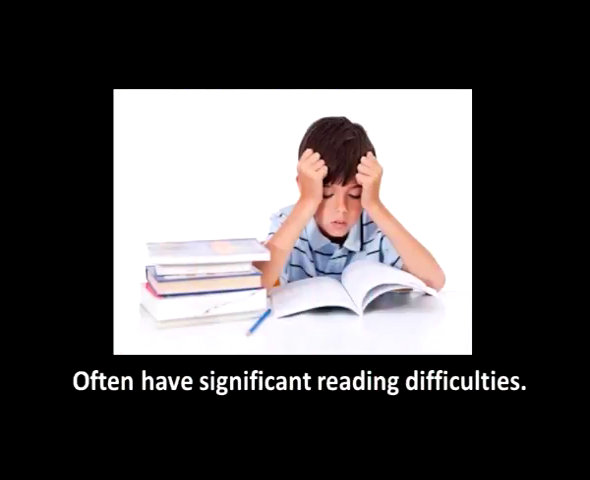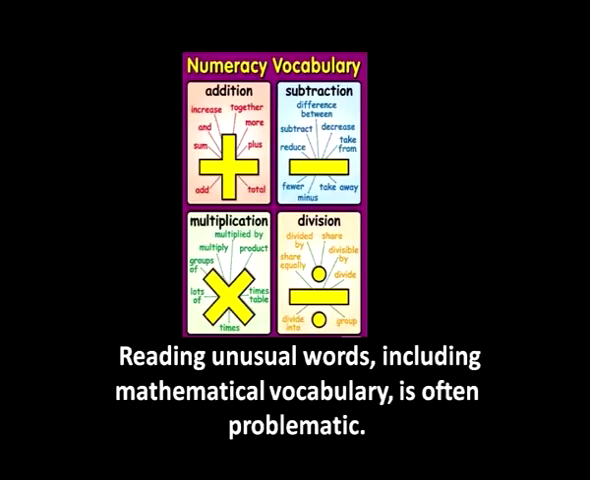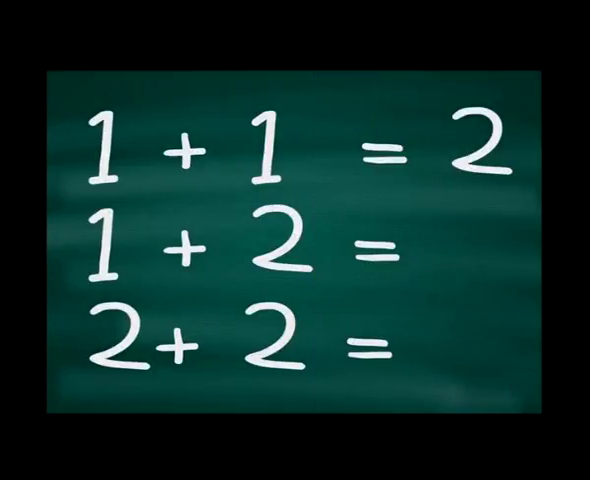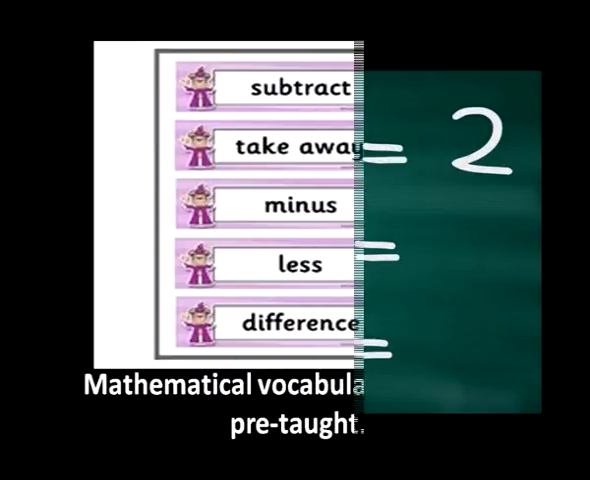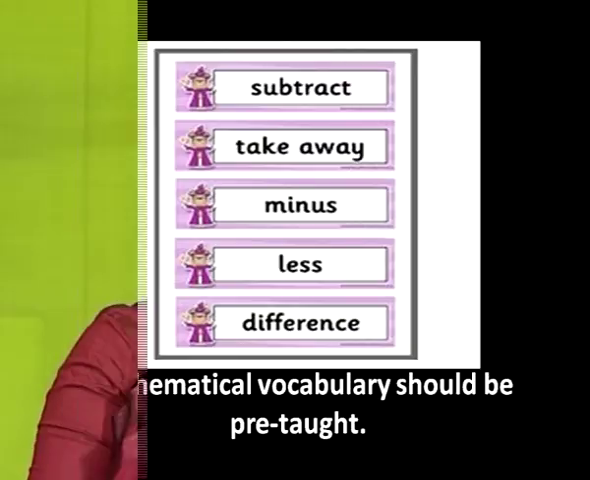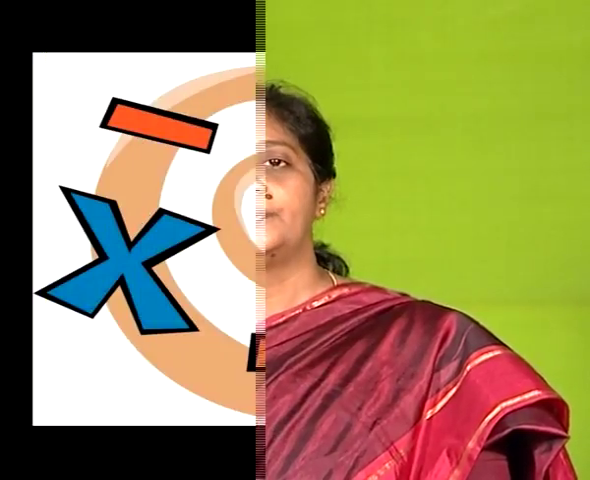Dyslexic learners often have significant reading difficulties. Reading unusual words, including mathematical vocabulary, is often problematic. Better progress is often made if a significant proportion of the work can be represented as simple images or put in a real context. Mathematical vocabulary should be pre-taught. Encourage learners to refer to difficult names and places by initial letters.